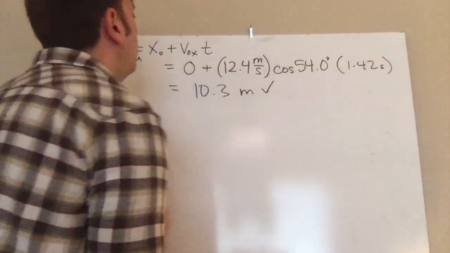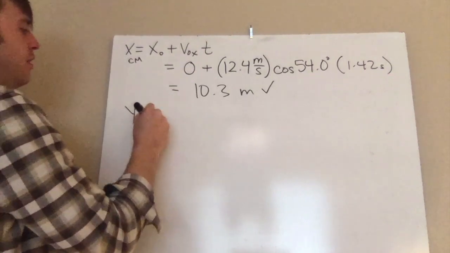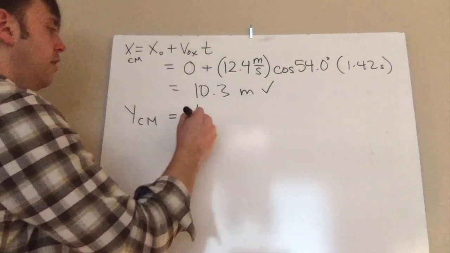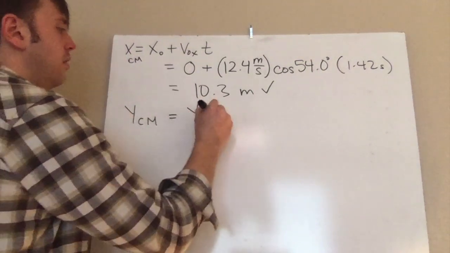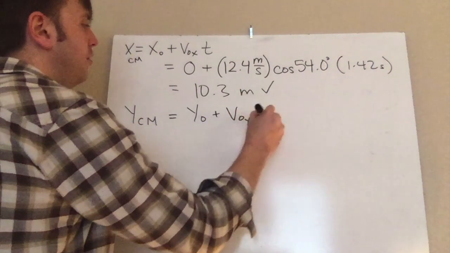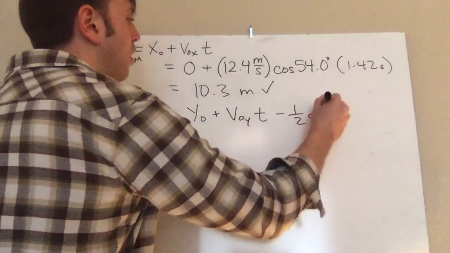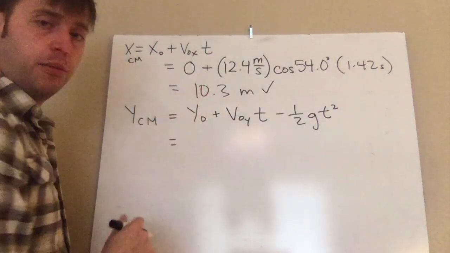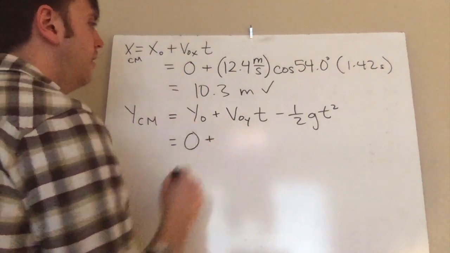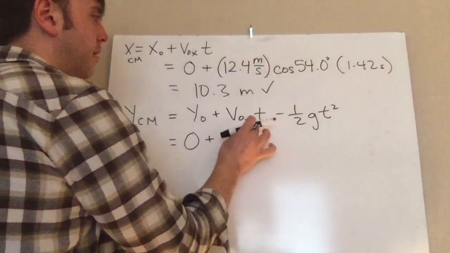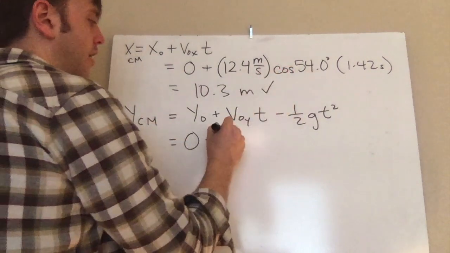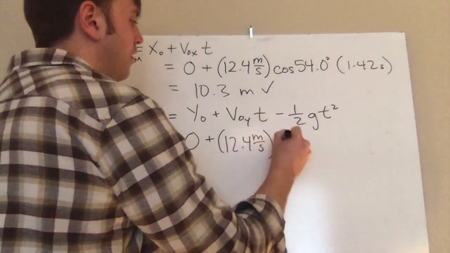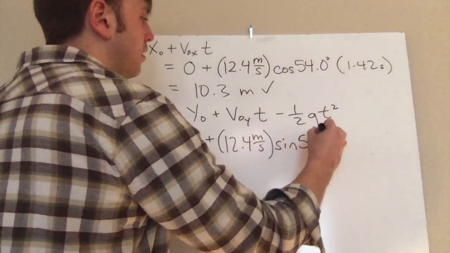Okay, now for the y-coordinate of the center of mass, again, we just use the projectile motion equations that we're familiar with. The y-coordinate is equal to y naught plus v naught y times t minus 1/2 g t squared. As before, the y-coordinate initially is 0 because we start at the origin. Then v naught y is the y component of our initial velocity, so I have to take 12.4 meters per second, but then multiply by sine of 54 degrees.